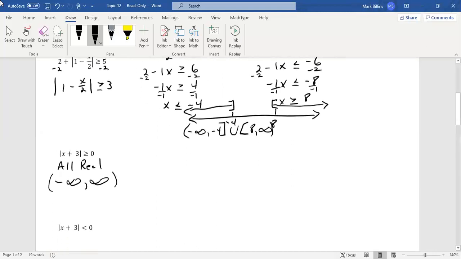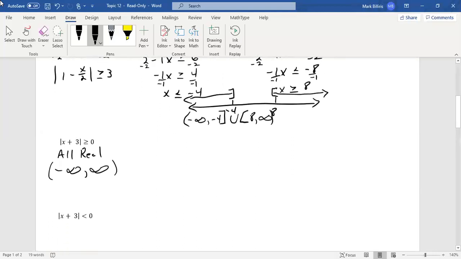And let's look at the next example. Same thing, but it says, when I take the absolute value, when will it be less than 0? And the answer is never, because absolute values, remember, are always 0 or positive. So when will the absolute value be less than 0? Never. So we use the null set.